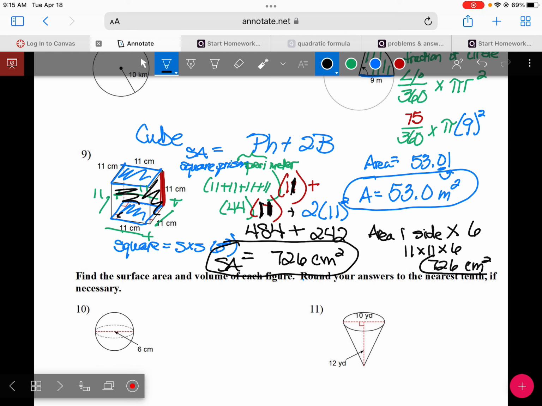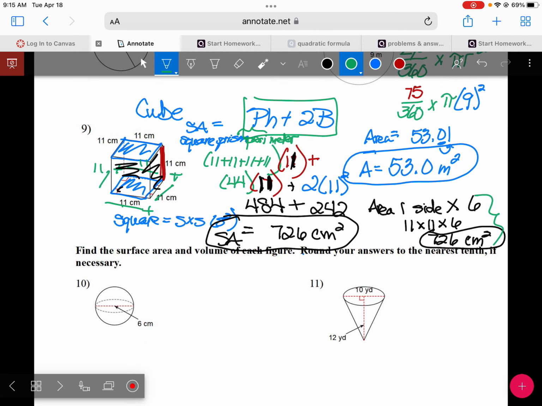You're going to get the same thing, but you might see this a little easier than the formula. They both work, but if you think about it, a cube has all faces, all bases the same. There are 6 of them. Area of one is 11 times 11 times 6. That is surface area.